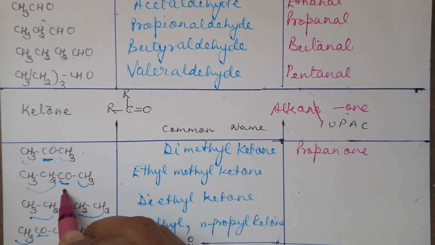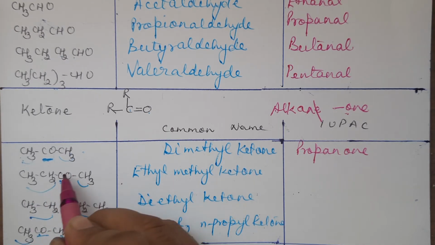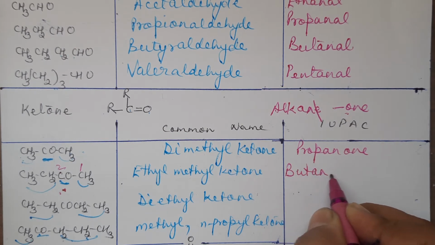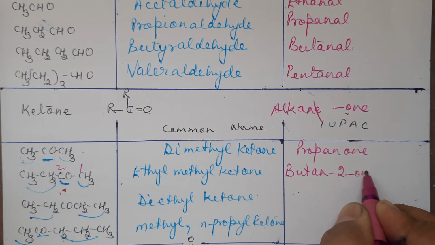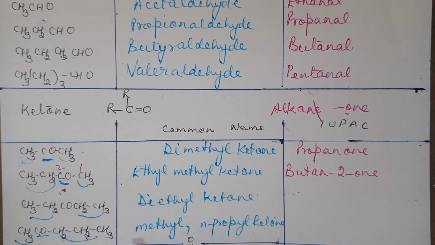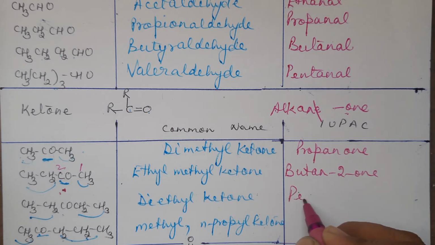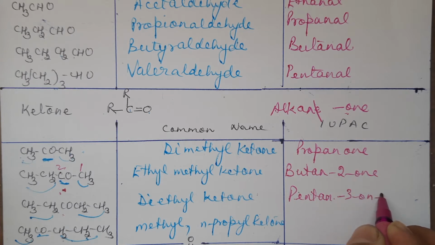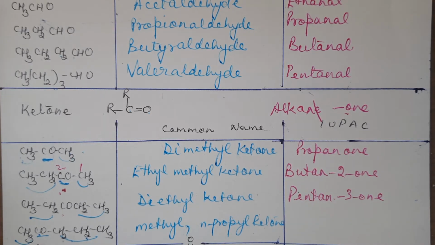If I give this one numbering, from left hand side, third position, right hand side, second. So we need to number it. 2 position there is ketone. So we'll write down 4 carbon atom but, ane for single bond, 2 position there is one. Butane 2 one. Likewise, this one, any side, this keto CO is getting third position. So we will write down the name as pentane 3 one. Likewise, from left side, if you number, it is getting 2 position. So we will definitely number it pentane 2 one.